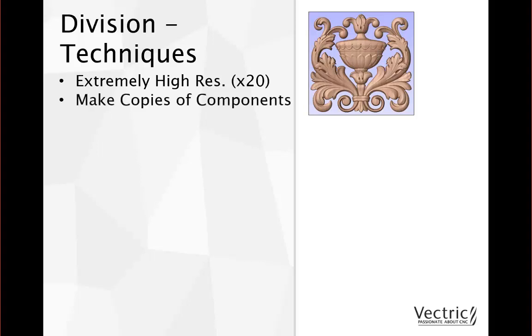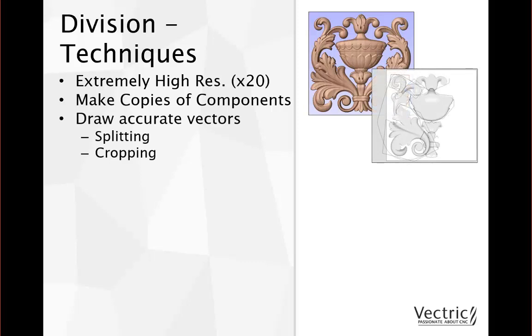Next, we'll make copies of our components, so we've always got an original that we can go back to as we start to break it up into different pieces. Then I'm going to draw very accurate vectors that I can use to start to split or crop different areas of the model away. And you can see in the image there, you can get quite a complicated set of vectors on a model like the one I'm showing you here, where you start to divide up the different pieces. Now it's important these vectors are very good quality because they'll define the edge of your new components.